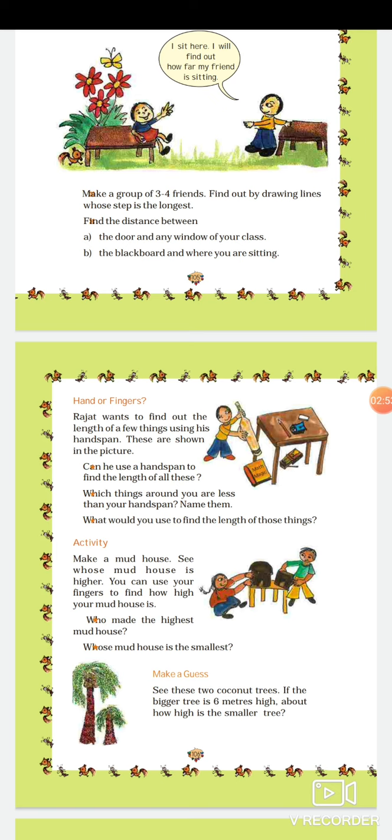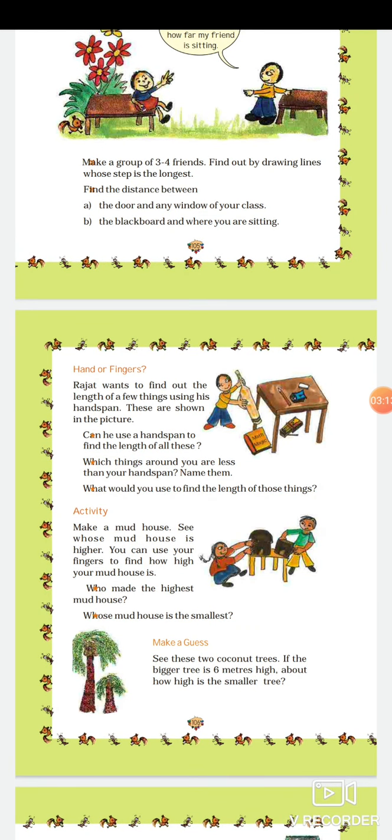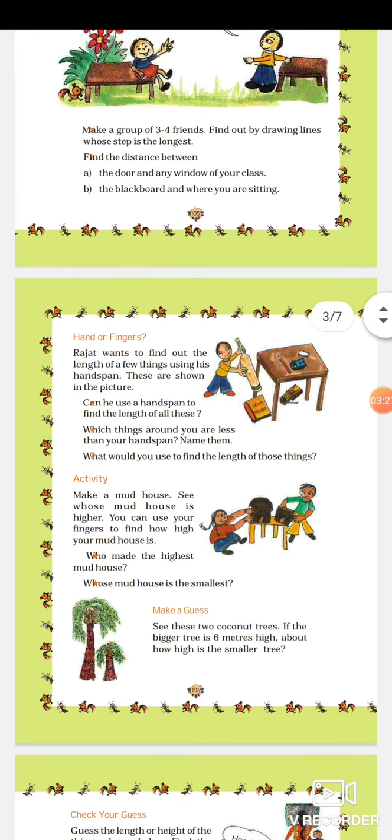These are shown in the picture. Can he use a handspan to find the length of all these? So handspan means by using your hand you can measure. Which things around you are less than your handspan? Name them. So you take your hand measurement and you find out any object which is less than your handspan and name them. What would you use to find the length of those things?